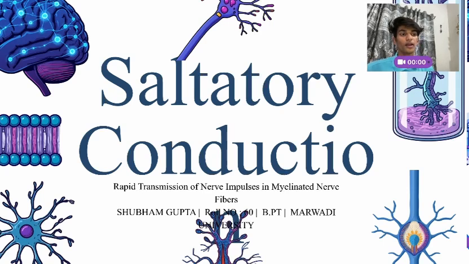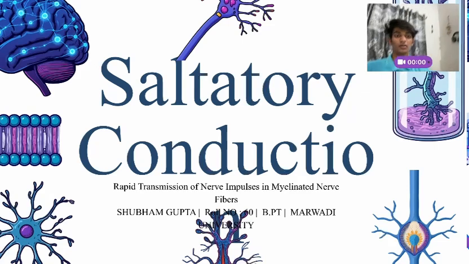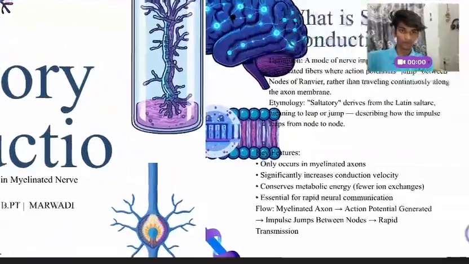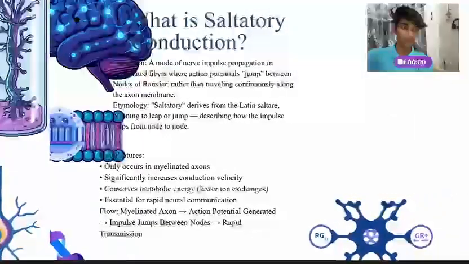Saltatory conduction. Saltatory conduction is the process by which nerve impulses travel quickly through myelinated nerve fibers by jumping from one node to another point. Let's understand this amazing mechanism and how it works. So, what is saltatory conduction?